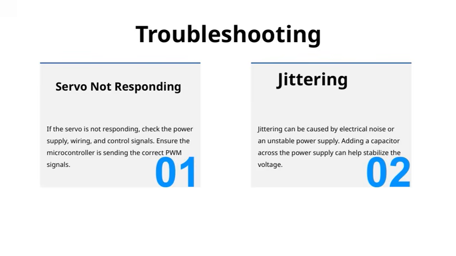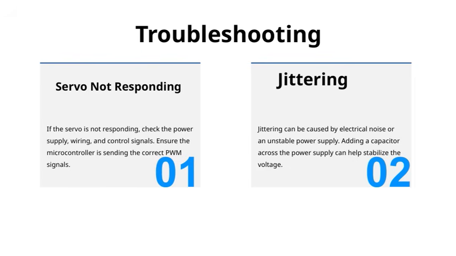Let's talk about troubleshooting issues with your servo. If your servo isn't responding at all, the first thing to check is the power supply. Make sure it's providing the correct voltage and current needed. Next, verify all wiring connections. Loose or faulty wires can cause communication problems. Also, check the control signals. Ensure your microcontroller is sending the right PWM signals, because incorrect signals can lead to no response.